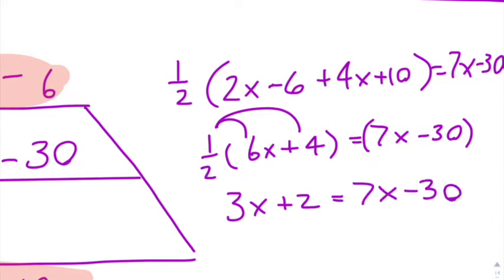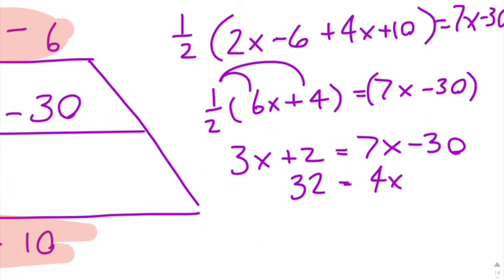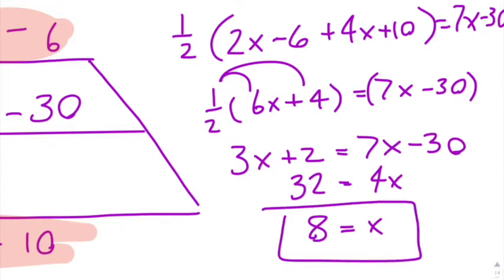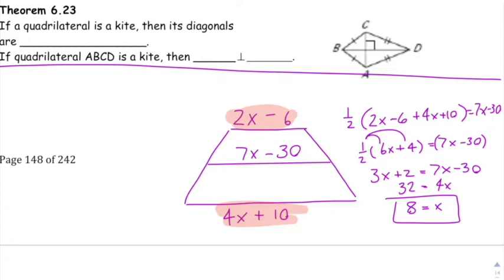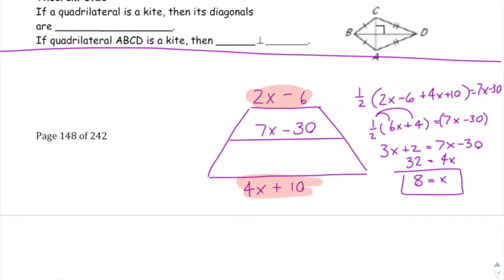And then you're going to move over the 3x, or subtract 3x from both sides. You get 4x. You're going to add the 30, and that's going to come out to 32. Oh, and look at that. It comes out perfect. So that'll be x equals 8. Right there. All right, and that's how you would do a mid-segment problem like that.